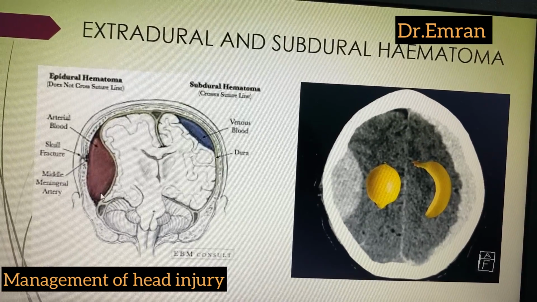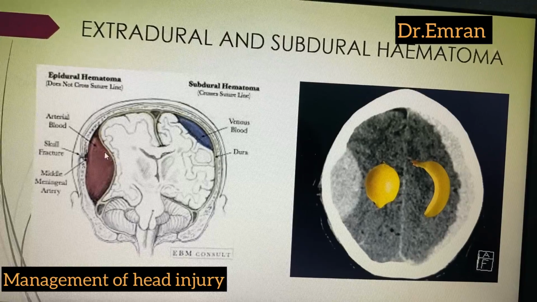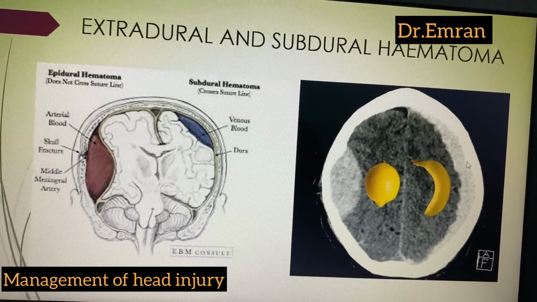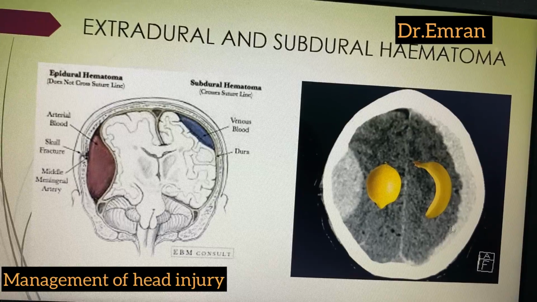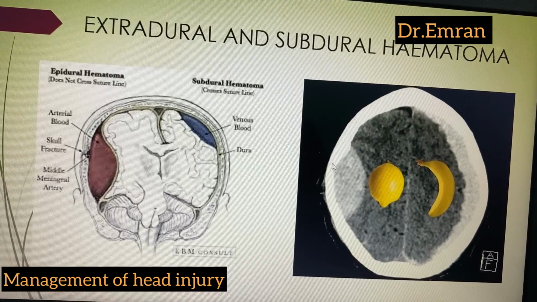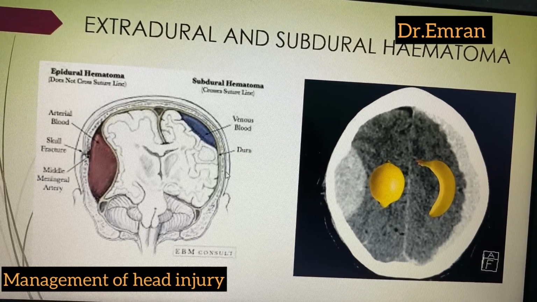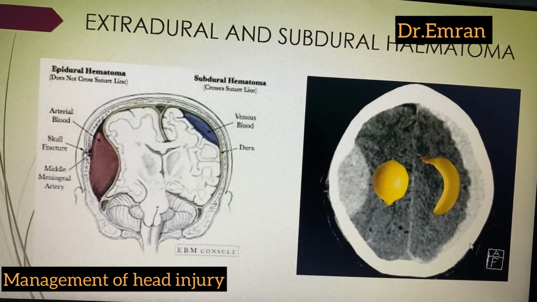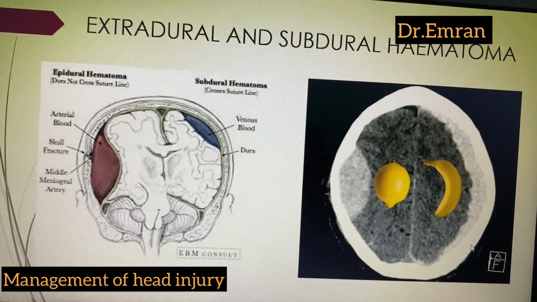It doesn't cross the suture line. It is mainly arterial blood. But in subdural hematoma, it is a crescentic shaped lesion. It crosses the suture line and it's mainly venous blood. I hope you got it.